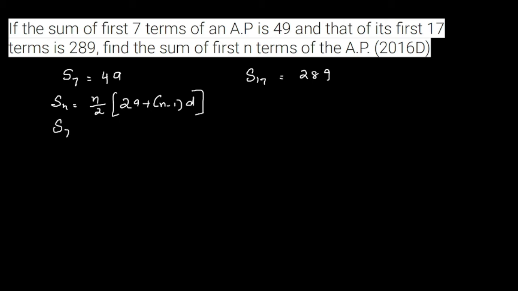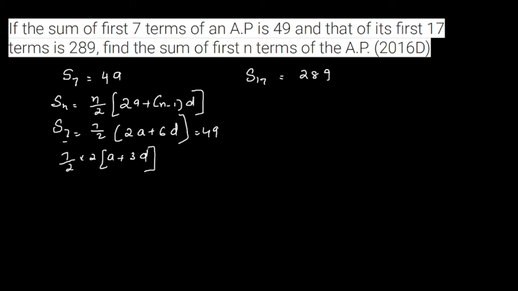Therefore, S7 is equal to 7 by 2 into 2a plus 6d, since here n is 7, so n minus 1 is 6. That is equal to 49. Right? 49. So, 7 by 2 into 2a plus 6d. We can take 2 outside the bracket, because 2 is a common factor, right? So a plus 3d will be inside the bracket.